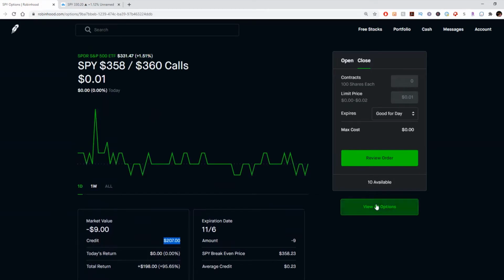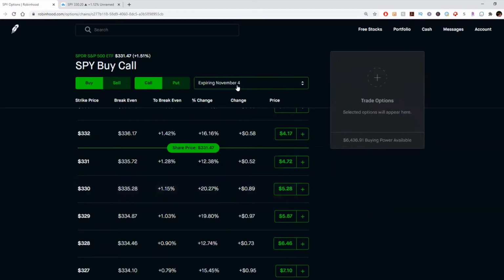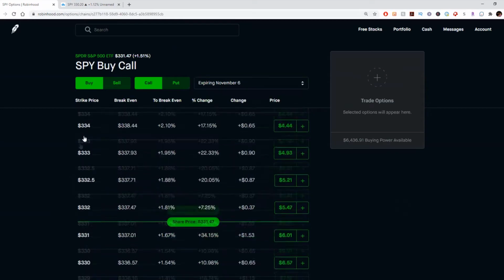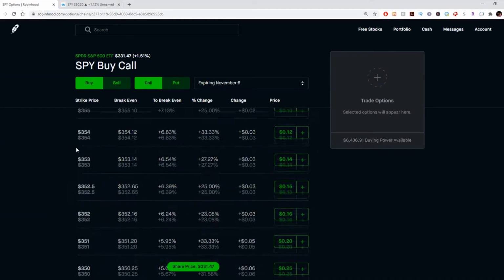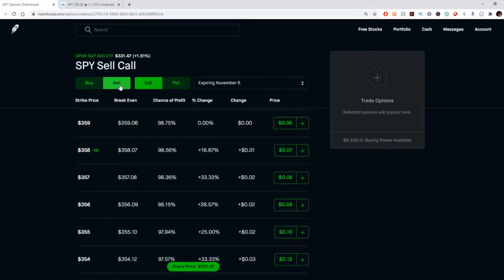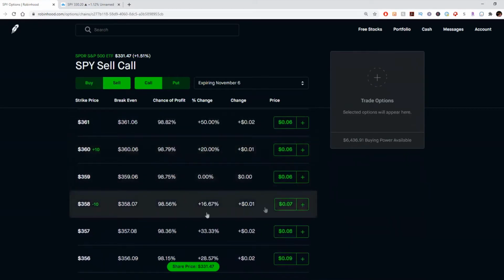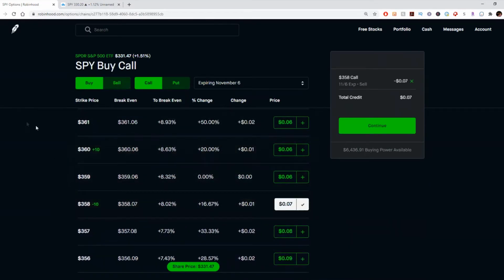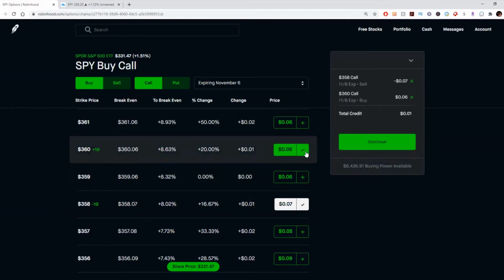In terms of how to actually place the order, go to view all options here. Again, go to November 6th. Scroll all the way up to the call that you want to sell. Click on sell up top. You select the 358 call first. Click on buy. Then click the 360 call. And now in this case, it says credit is only $1 because these calls are so far out of the money, okay?